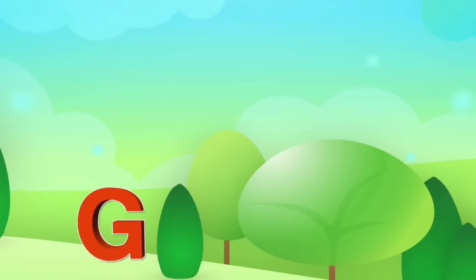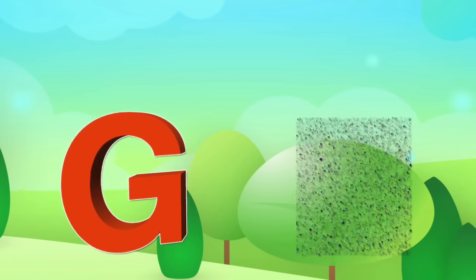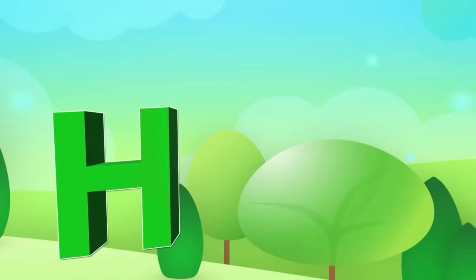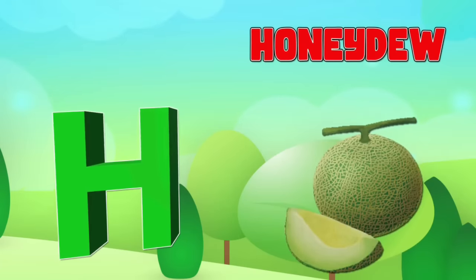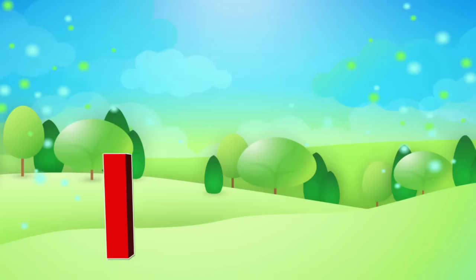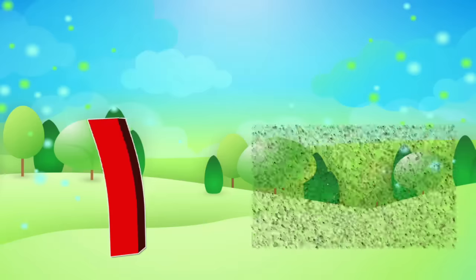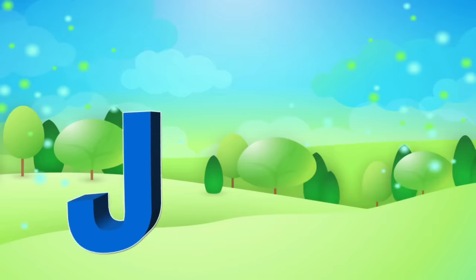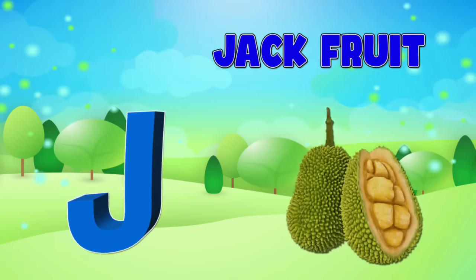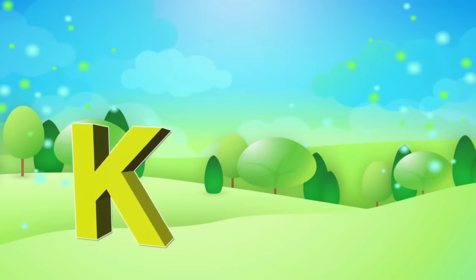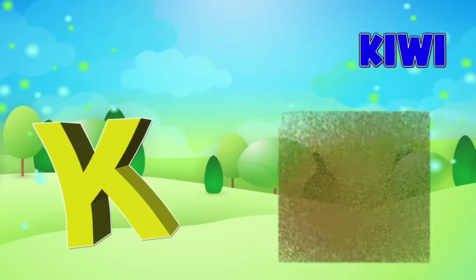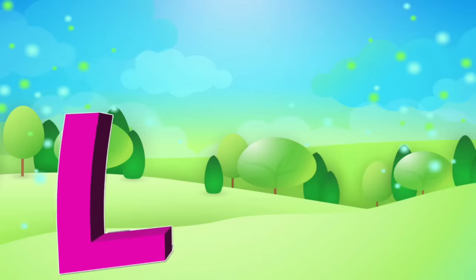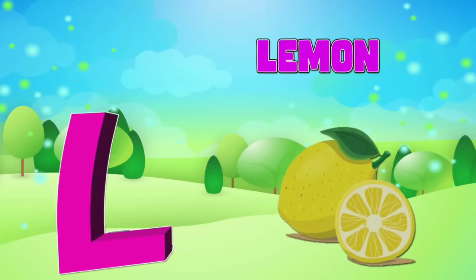Fig. G is for grapes. Grapes. H is for honeydew. Honeydew. I is for Indian prono. J is for jackfruit. Jackfruit. K is for kiwi fruit. Kiwi fruit. L is for lemon. Lemon.